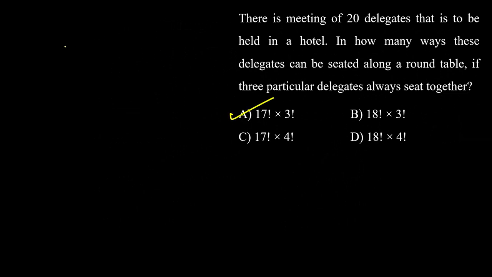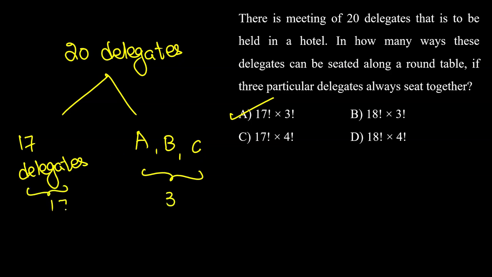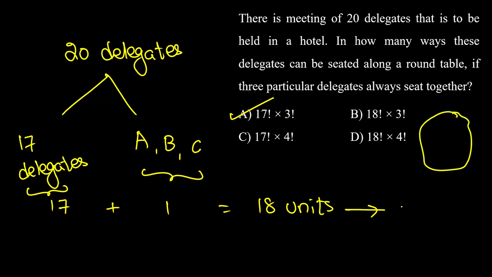So in this question, out of 20 delegates, 3 delegates are together. Let us say A, B, C. These 3 people are together. Still, there are 17 other delegates. Among these, we should consider the 3 together as 1 unit. Total 18 units. In a round table, 18 units can be arranged in 17 factorial ways.